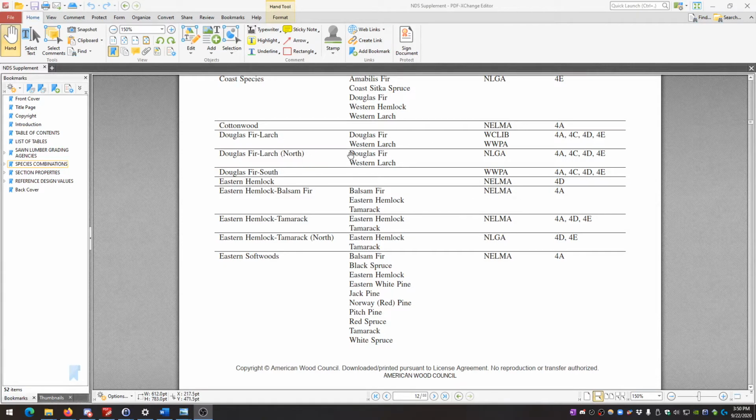Otherwise, you could very well end up looking up the wrong mechanical properties when you're designing. So the DFL larch north and just regular DFL have different grading rules, and as such, they will have different allowable stresses for bending stress, tension stress, etc.